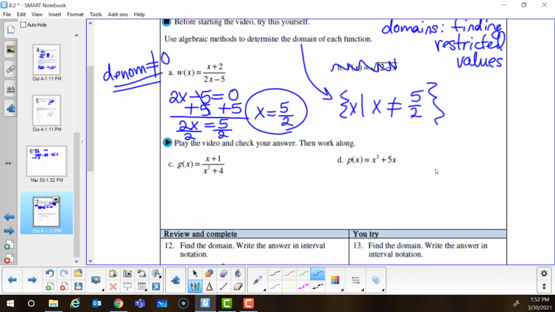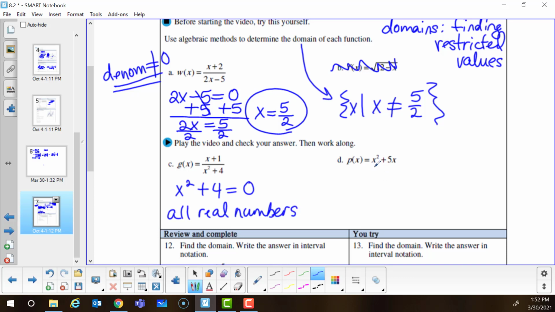Now, you only have to worry about restricted values if you have a fraction. So let's do this next one. Remember, numerators don't matter on these, by the way. Just denominators, because that's the only place we have to worry about a 0. So here we've got x squared plus 4 equals 0. Now, can we factor x squared plus 4? If that were the difference of two squares, we could factor it. But since it's the sum of two squares, it's not factorable. So that means that I do not have any restrictions, and you could use all real numbers for the domain.